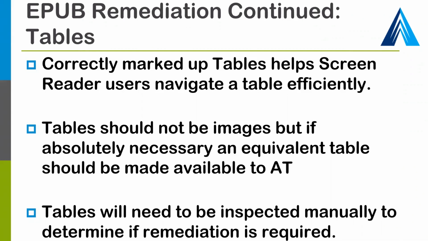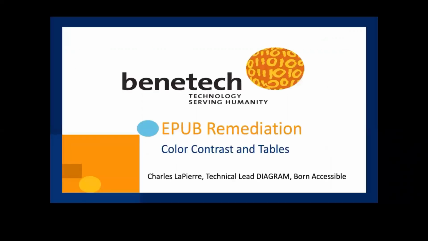Tables, we will need to manually inspect them to determine if the first row and or first column of the table should be semantically marked up as a heading row or column. Now let's watch this video to see how easy it is to remediate both color contrast issues and tables within an EPUB.